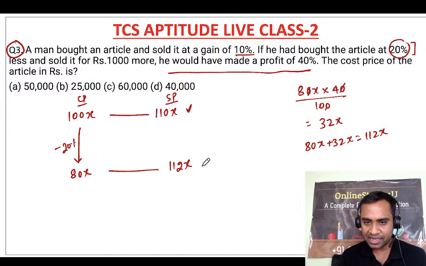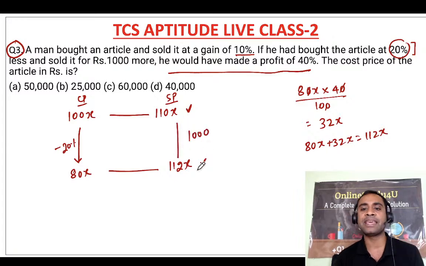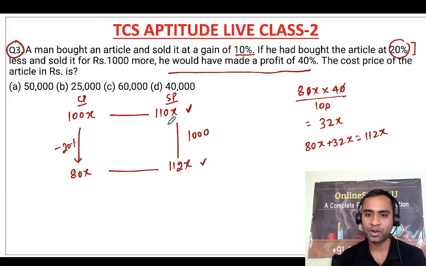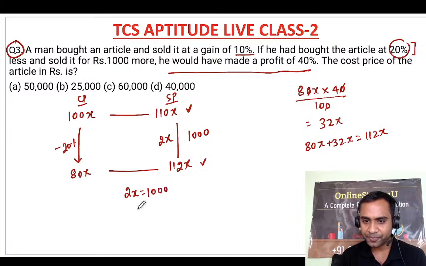Now please try to understand. Here the selling price and here the selling price, what is the difference? The difference is 1000 rupees, because later on he is selling for 1000 rupees more. So this is 112x, and the difference here is 2x. So 2x is equal to 1000, so x will be equal to 500.